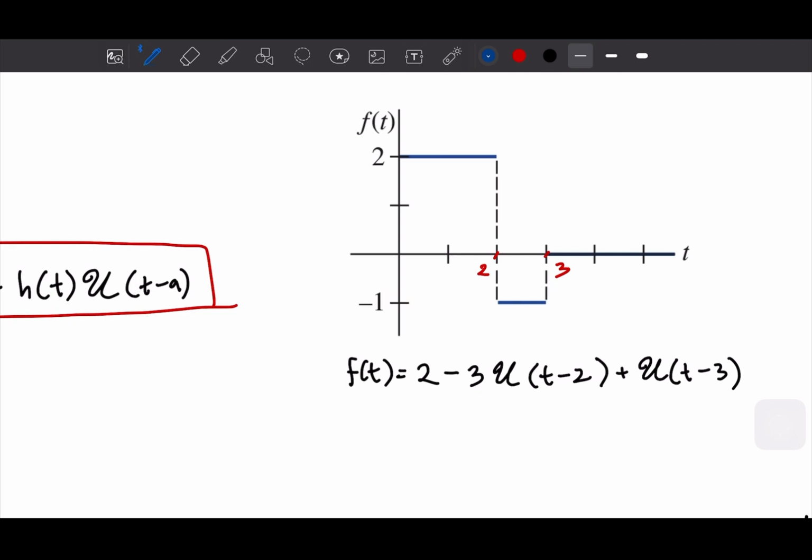So we could write down the function as 2 minus 3 Heaviside t minus 2, plus Heaviside t minus 3. You could see from the interval here.